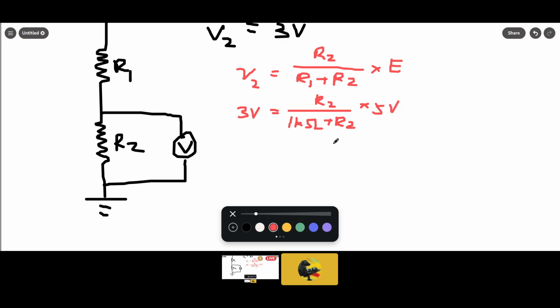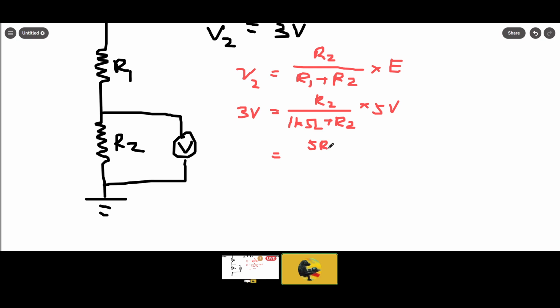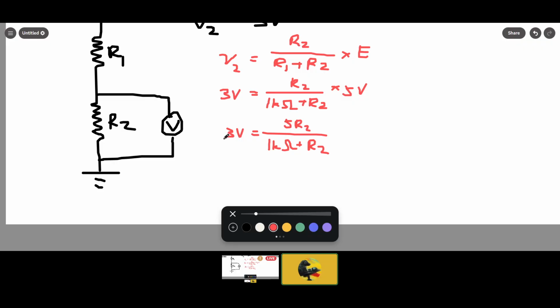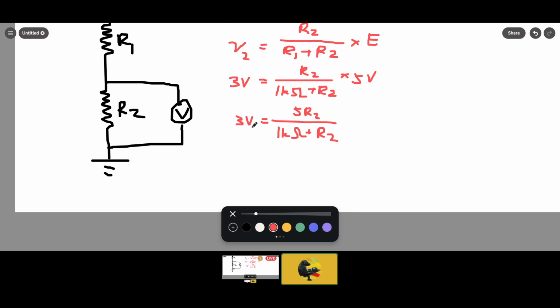Okay, and then with this, right, we can just do some algebra to find R2. So first, yeah, if your algebra skills are not too strong, then this would be a bit of a challenge. But anyway, so first, right, I would bring this up here. Then 1 kilo ohm plus R2 stays. And then there is a rule, actually, that if you see an equation like this, where one thing is equal to a fraction, the denominator of that fraction can actually swap places with the other number. So in this case, this is equal to this.